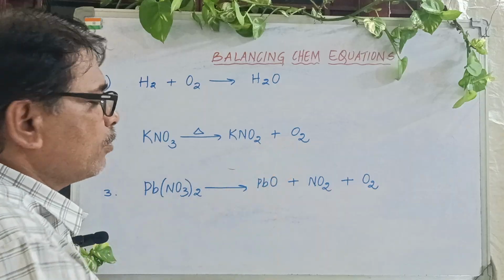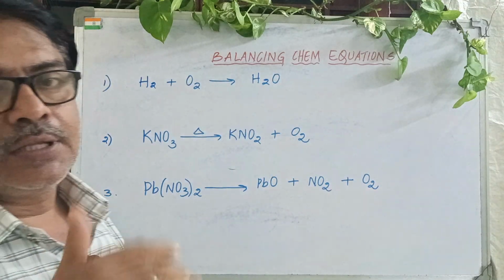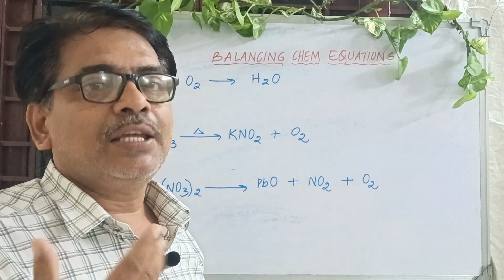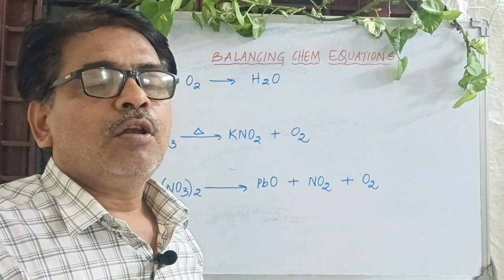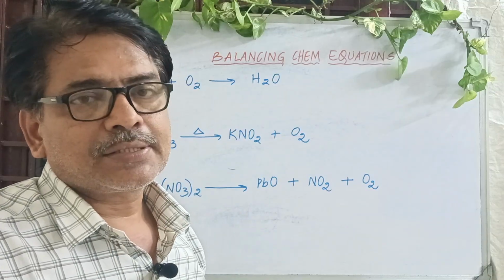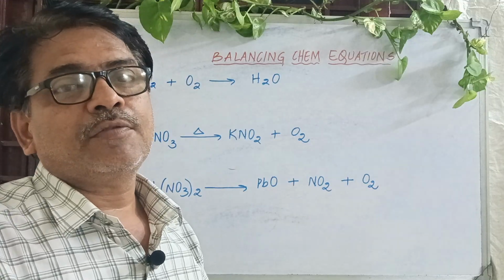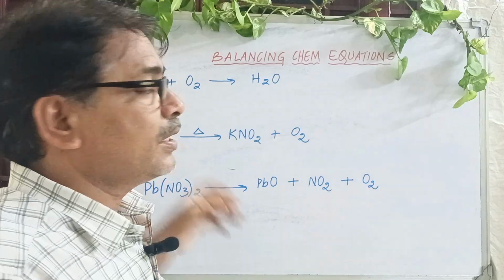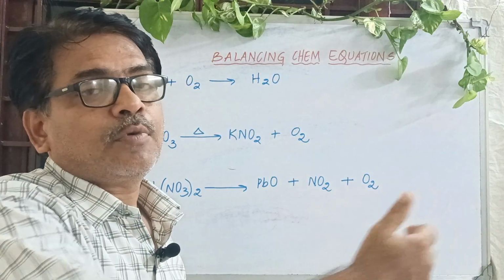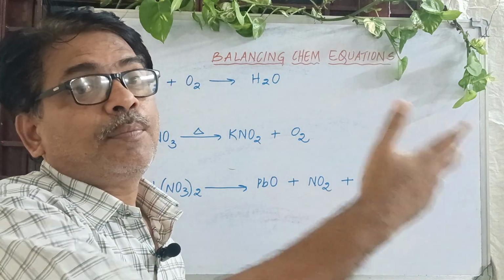Okay, so I wrote some of the equations. Now I want to balance them. Before balancing, these equations are called skeleton equations because they are not balanced. They have not obeyed the law of conservation of mass. Now let us see that they obey the law of conservation of mass. It means the number of atoms on the reactant side should be equal to the number of atoms on the product side. The weight of the reactants should be equal to the weight of the products.